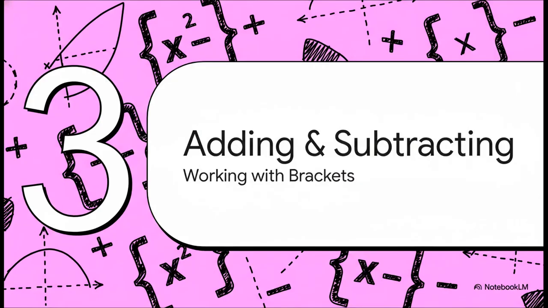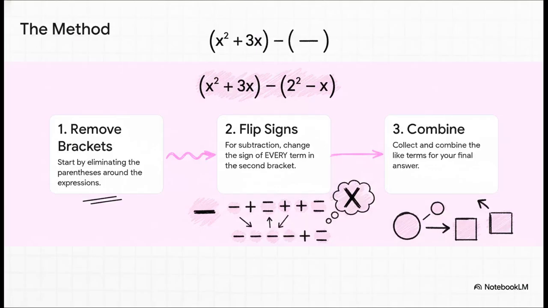What happens when our quadratic expressions come wrapped up in these little packages? Brackets. Well, this is where adding and subtracting comes into play. The method is pretty much the same, but there's one critical extra step that you absolutely cannot forget. When you are subtracting, that little minus sign outside the second bracket, it's like a magic wand that flips the sign of every single term inside. This is hands down the number one trap people fall into, so let's look at it real close.